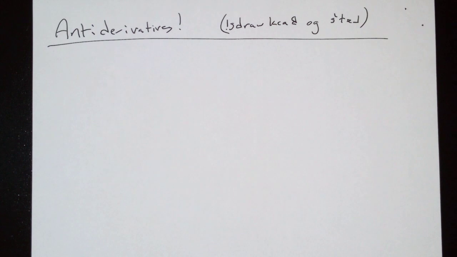In all of the work we have done so far, here's a function. Take a derivative. Take a second derivative. Interpret those derivatives. Let's work from our function to our derivatives. What if I go the other way?